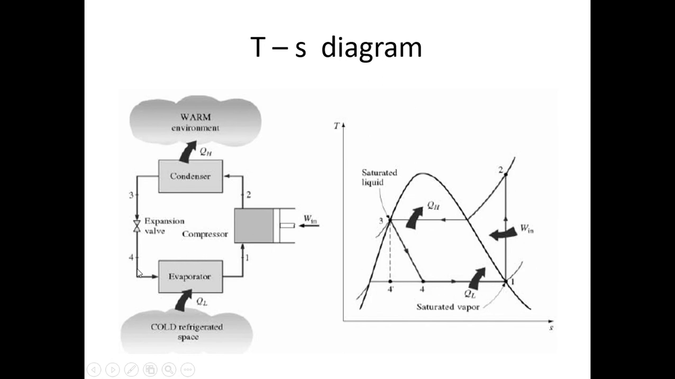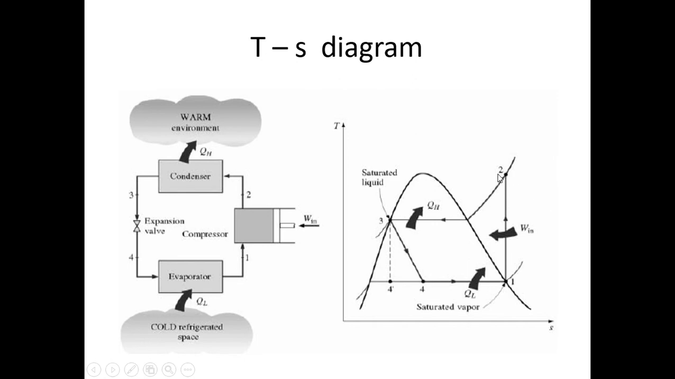So then 4-1 is the evaporation. From this, 4-1 is evaporation. Again, 1 is a saturation condition, and that is entering into the compressor for suction. So you have compression 1-2. Then 2-3 is condensation.